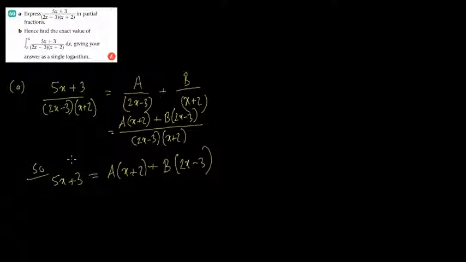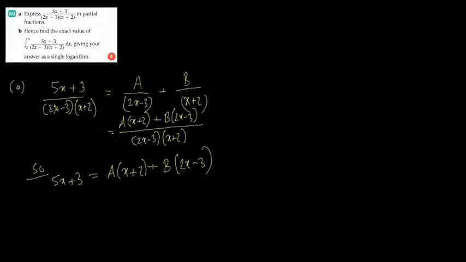So the downstairs and the downstairs match, so the upstairs 5x plus 3 should also be equal to a of x plus 2 plus b of 2x minus 3. What we do now is take the factors and find the values.